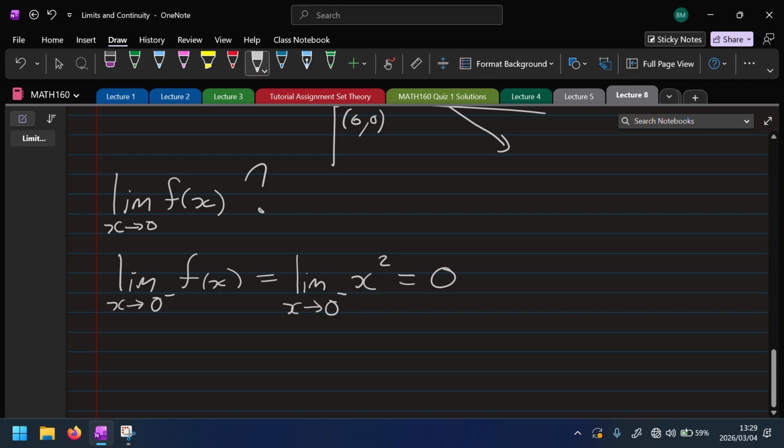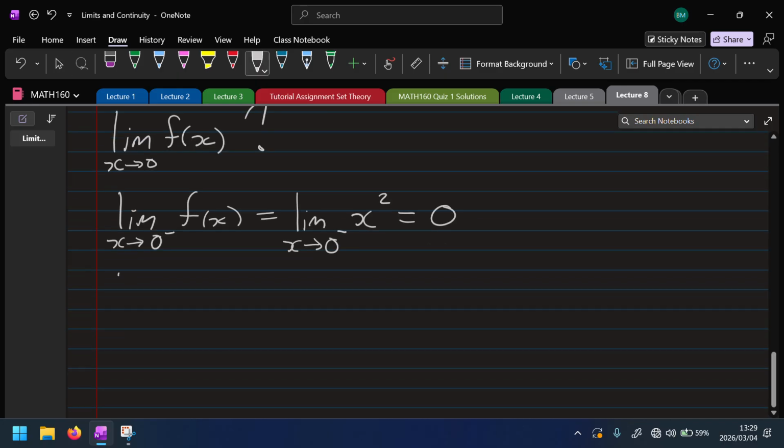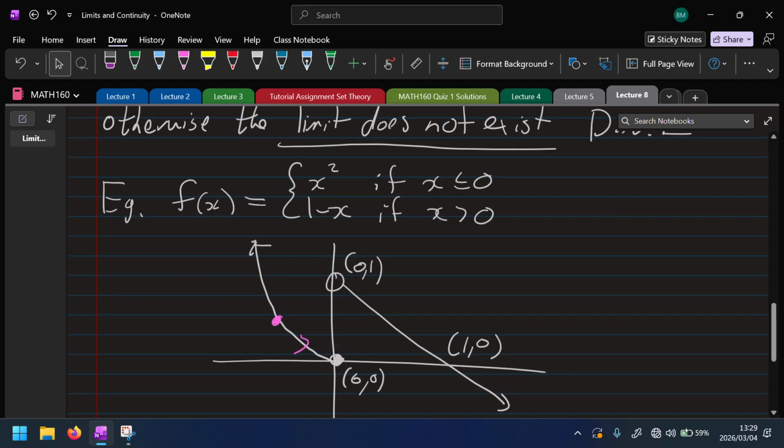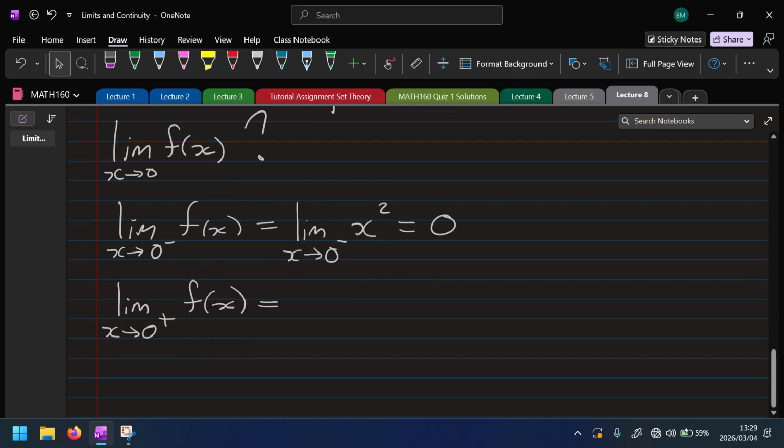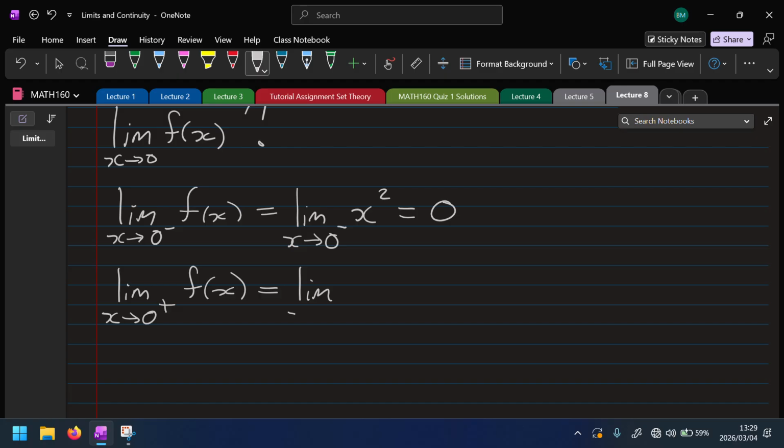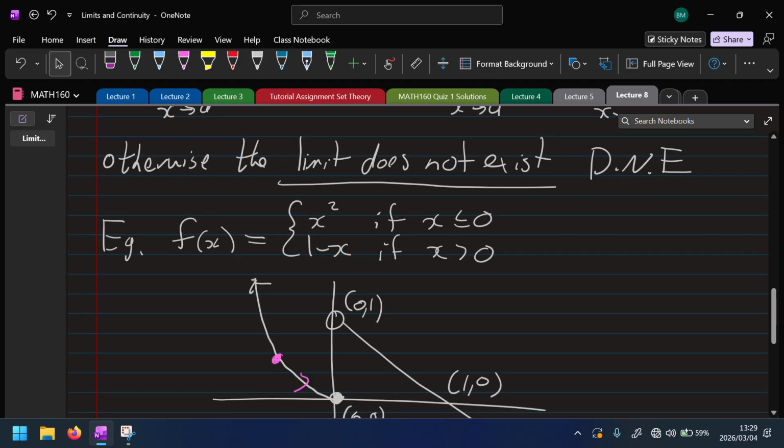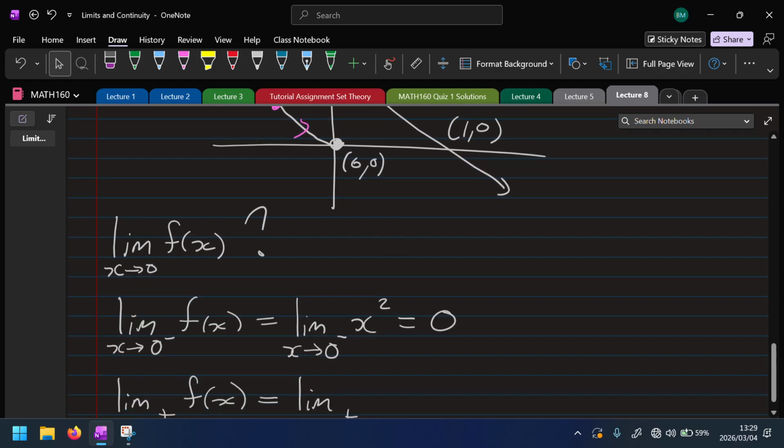Now we need to check the right side limit. So this will be the limit as x goes to 0 plus of f of x. Now the little plus means we're looking at values greater than 0. So either we look at the diagram or we look at our function. If x is greater than 0, are we looking at the top part or the bottom part? The bottom part. So x is positive, which also means this right side. So on the right side, we're looking at that straight line. So this will be equal to the limit as x goes to 0 plus, again, the bottom part, so that will be 1 minus x.